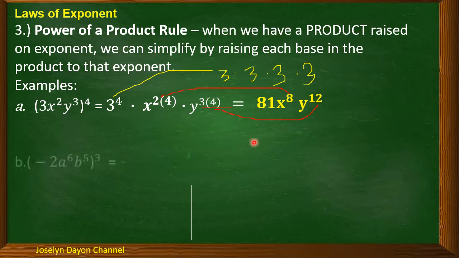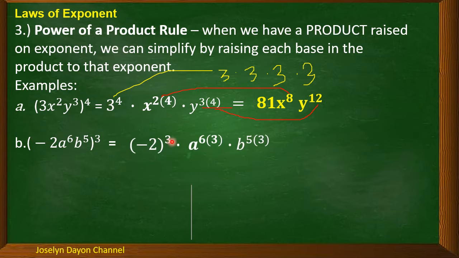So we have here negative 2 to the power of 3 times, the second one is a to the power of 6, which will be multiplied by the exponent 3. Then we have b to the power of 5, which will be multiplied again by the exponent 3. Simplify. Negative 2 to the power of 3 means we have to multiply negative 2 three times. So negative 2 times negative 2 is 4, times negative 2, so we have here negative 8.